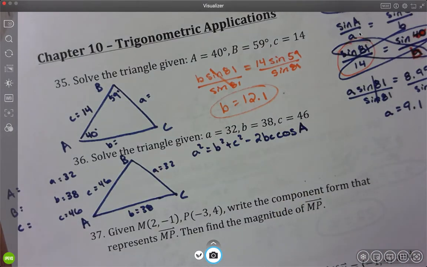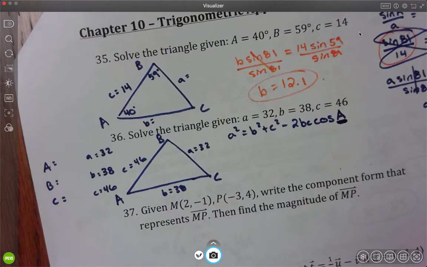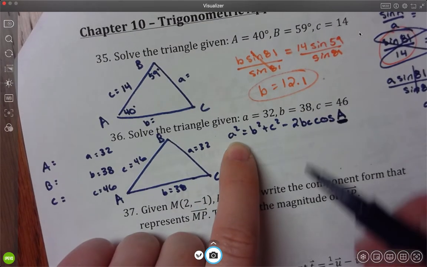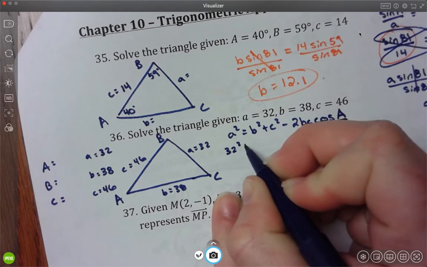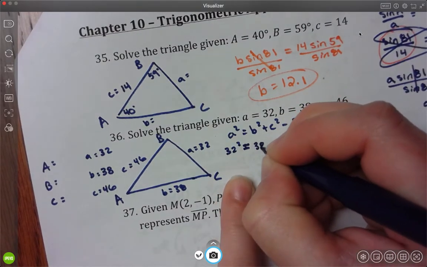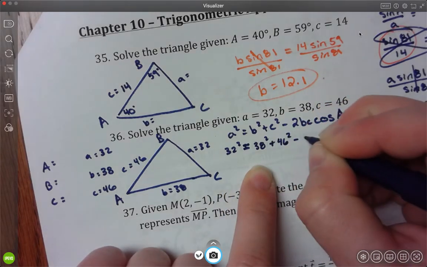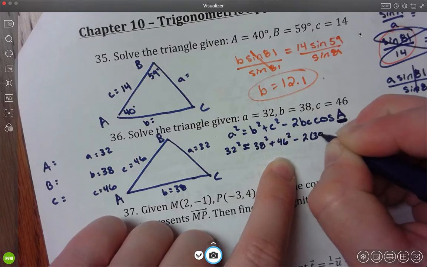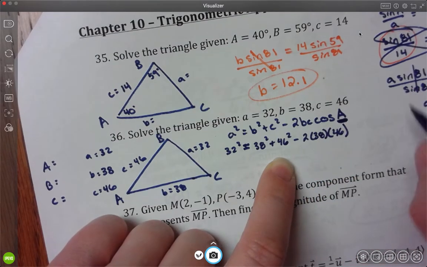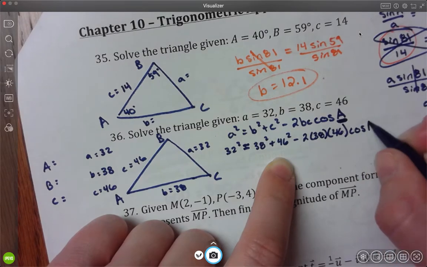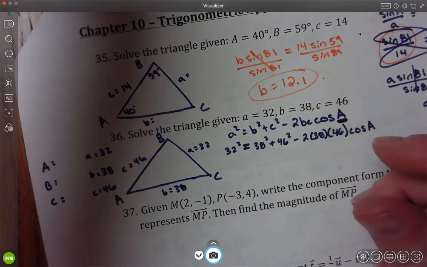So what we can do is, if we're trying to solve for capital A, I would have to put lowercase a in this spot. So I'm going to put 32 here, equals 38 squared plus 46 squared minus 2 times b times c, and then cosine of A. All right, lots of stuff going on here. Let's solve some of this out.